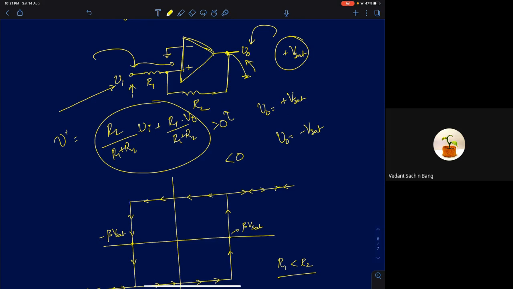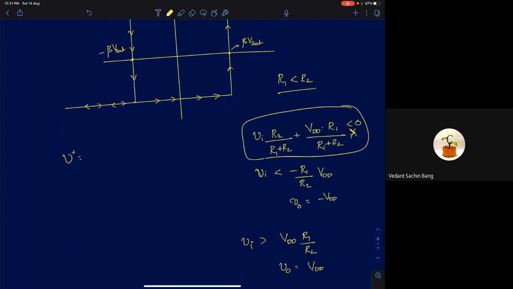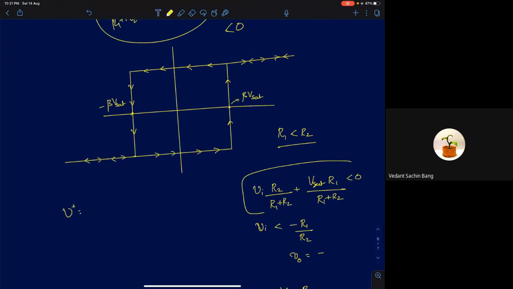Now let's look at it. I have told you that if Vi is a large positive value, since it's connected to the positive terminal, the output will be close to VDD, I mean, plus Vsat. So let's start with that condition. This is at plus Vsat. What I'm doing right now is, your output is positive, and I'm slowly trying to find the condition when it will trip, when the output will go from plus Vsat to minus Vsat.